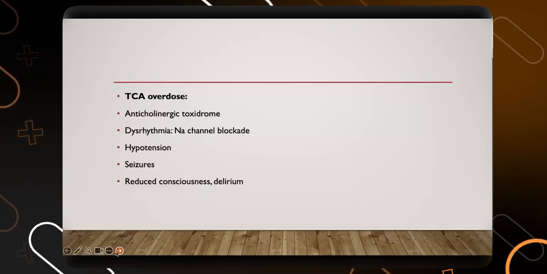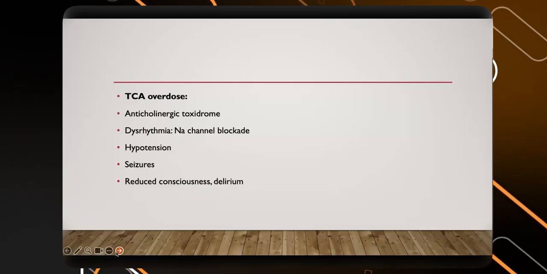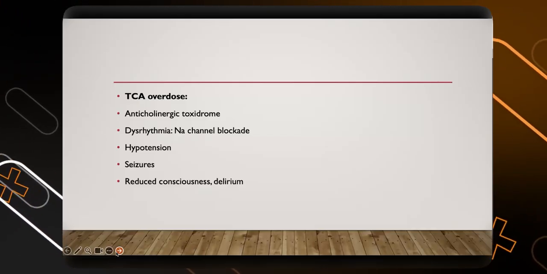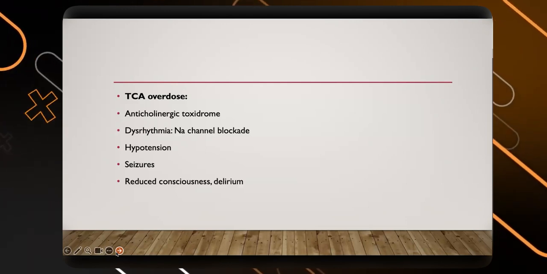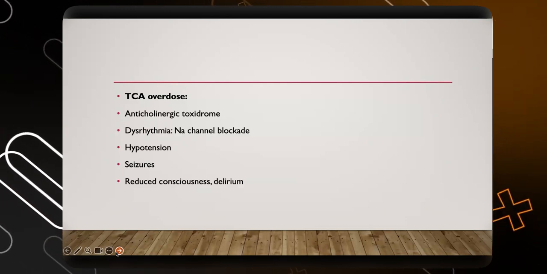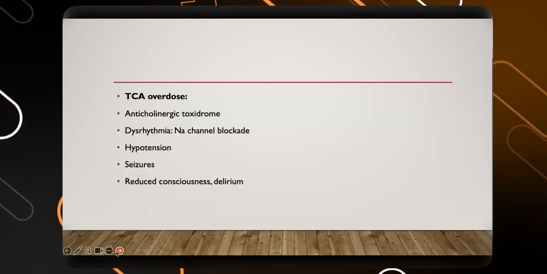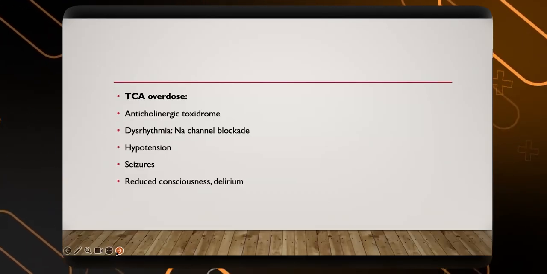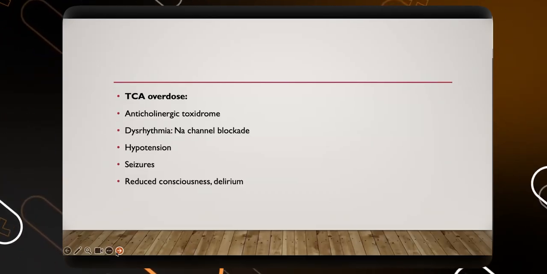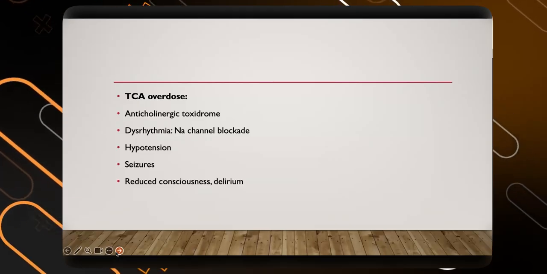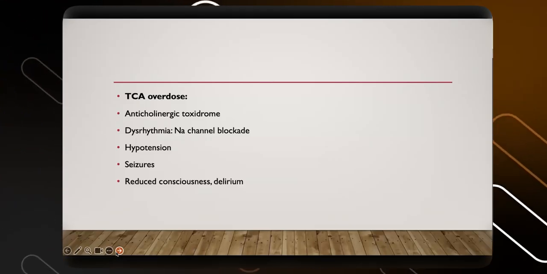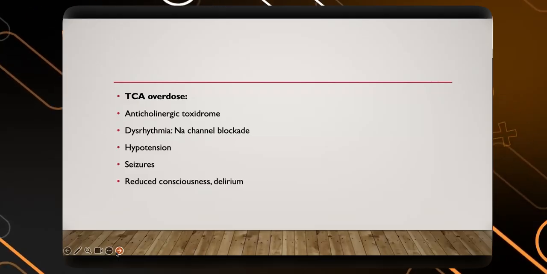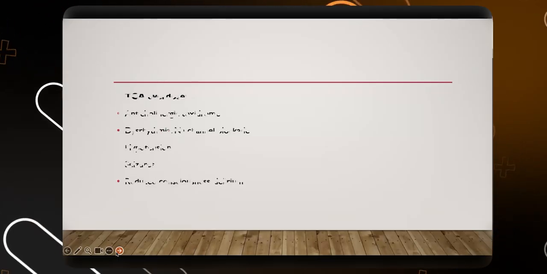So this could come up as a theory question as well as later when you do your viva. So TCA overdose is very common exam fodder, really. It presents with an anticholinergic toxidrome, like I discussed earlier, and dysrhythmias are quite common because of sodium channel blockade, hypotension, seizures, reduced consciousness, and delirium. That's how they present.